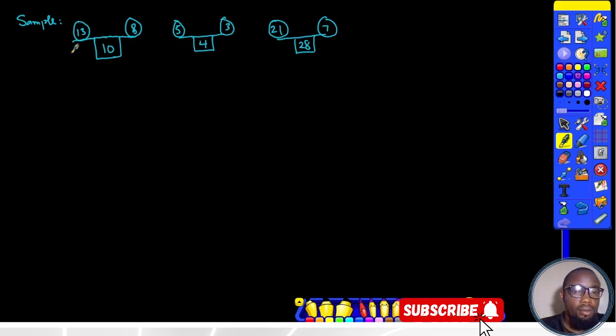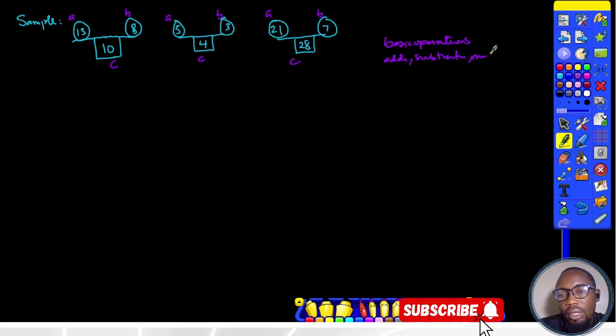You will notice that I usually like to start with labeling the parts. There are three parts: A, B, and C. Just for caution purposes. And what do we do next? We try our basic operations: addition, subtraction, multiplication, and even division. So let's try.